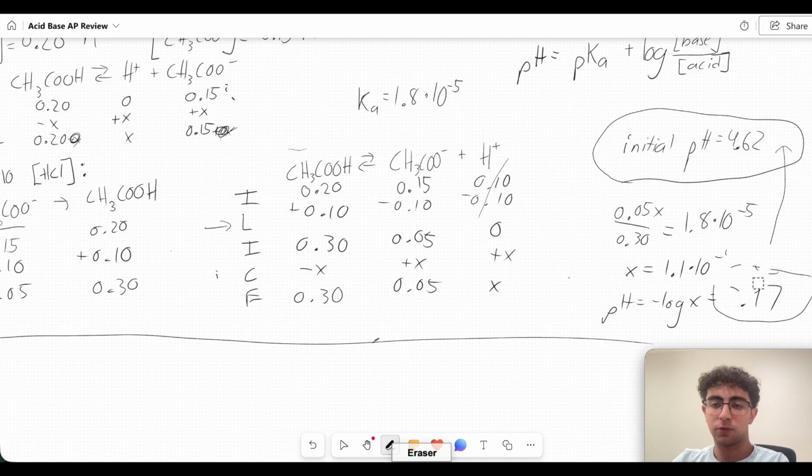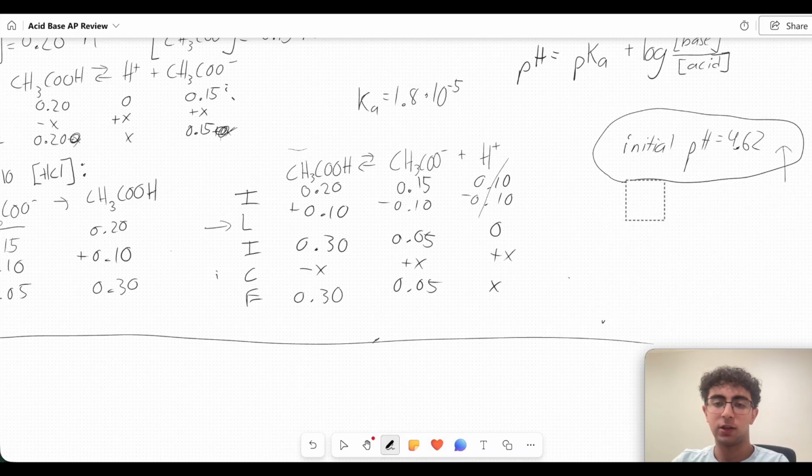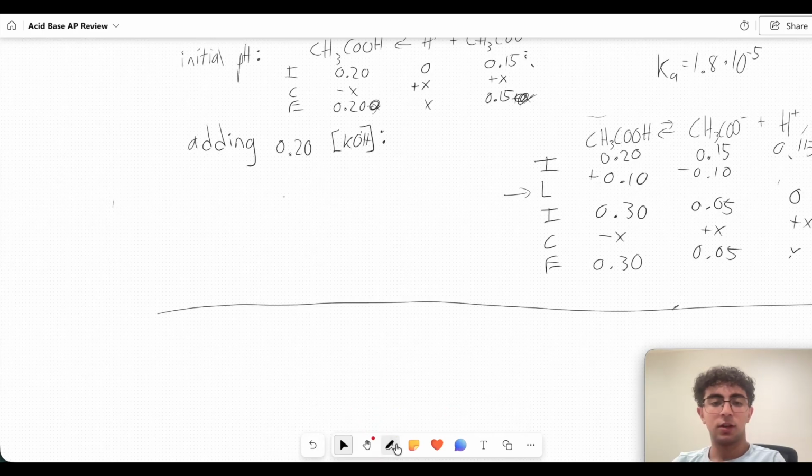Now be careful, the one trick in a buffer is the AP could try to trick you, and in your limiting reagent step you could fully use up something. So let's add instead 0.20 molar of KOH, or basically OH-. So OH- is going to react with the acid. So remember, adding a base would react with the acid, and adding an acid would react with the base. So now we're going to react with the acid, because we're adding a base.